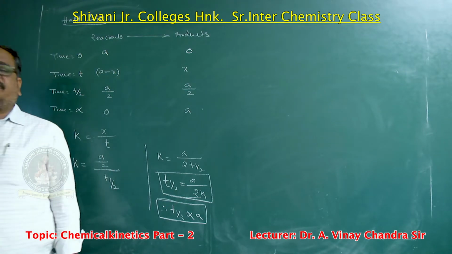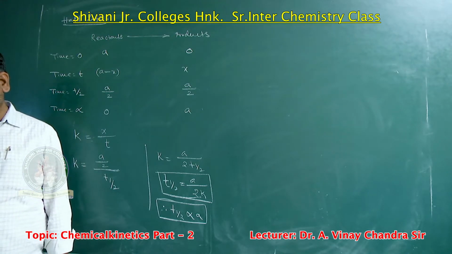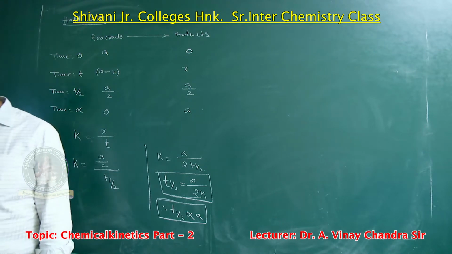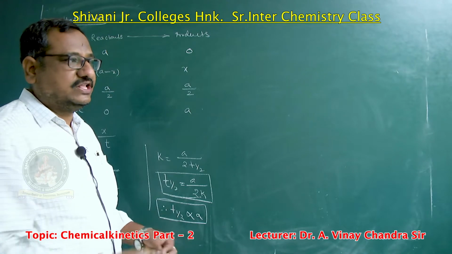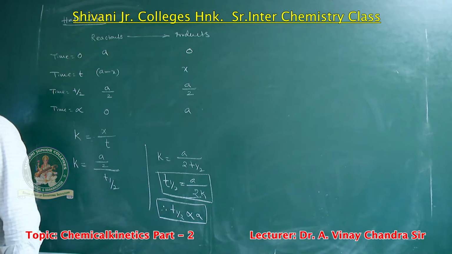Generally, the examples of zero order reactions are the acetone and iodine reactions. Acetone reacts with iodine, and we look at how much time the reaction takes. So these are examples of zero order reactions.